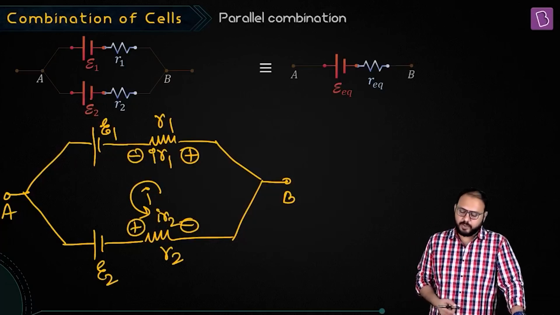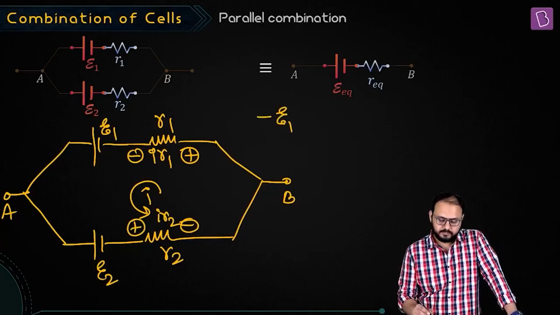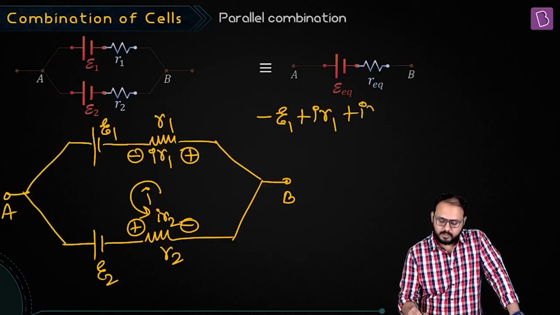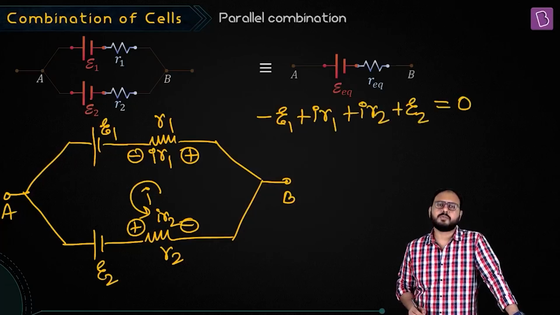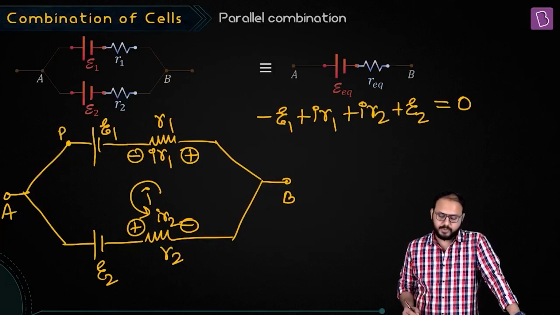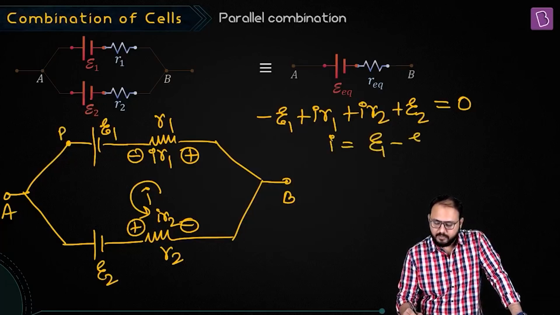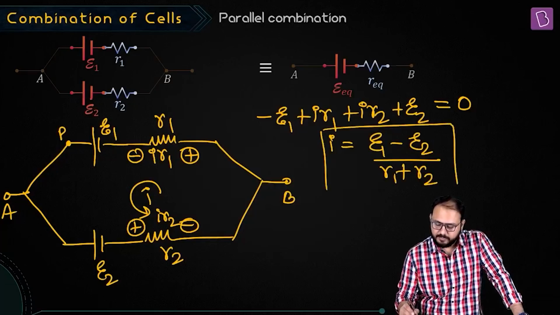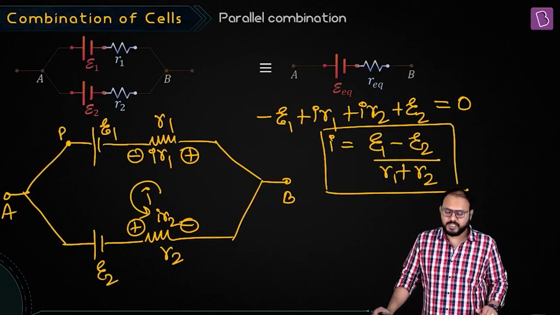Apply KVL, topmost point, cornermost point, go clockwise. Minus E1 plus IR1 plus IR2 plus E2 is equal to 0. Check. I started from this point, cornermost point P, and went clockwise. This gives me I is equal to E1 minus E2 upon R1 plus R2. Please check.